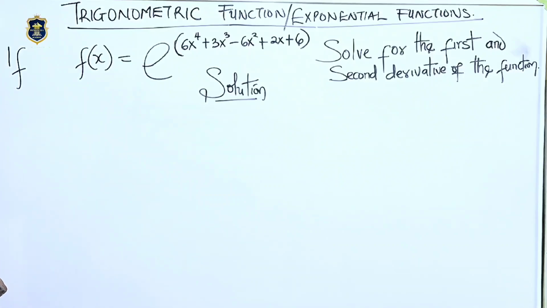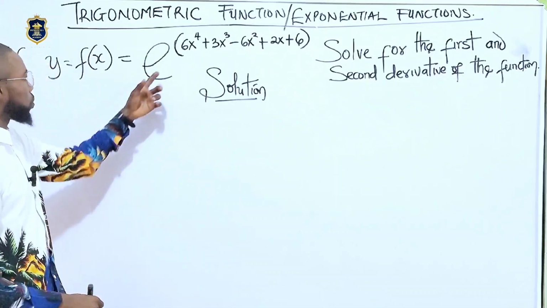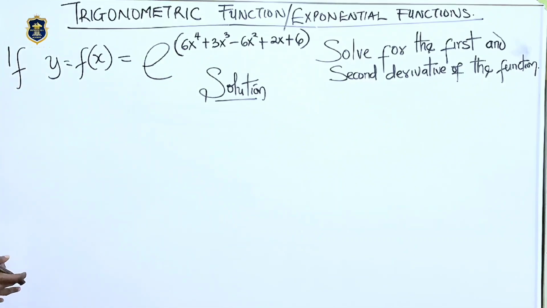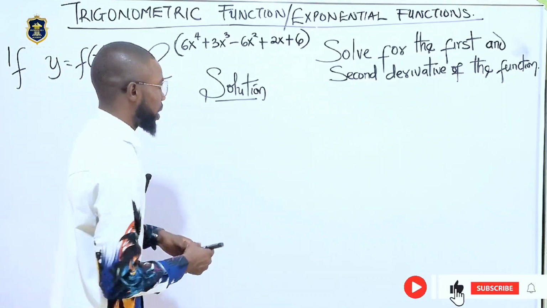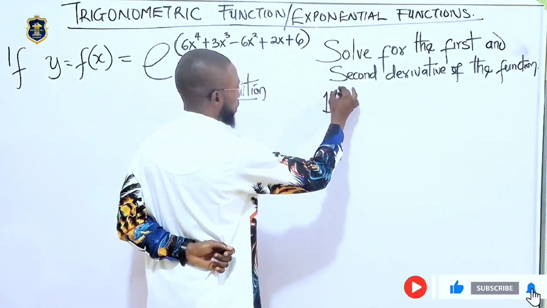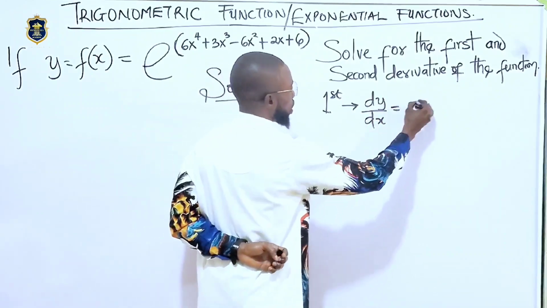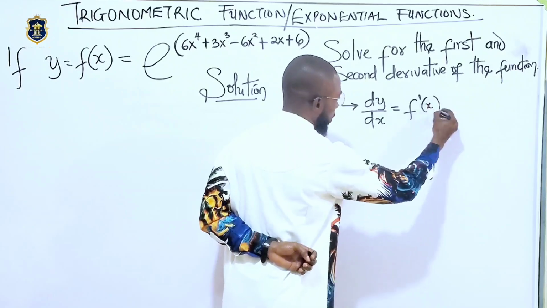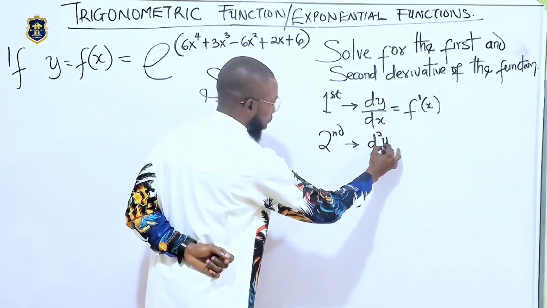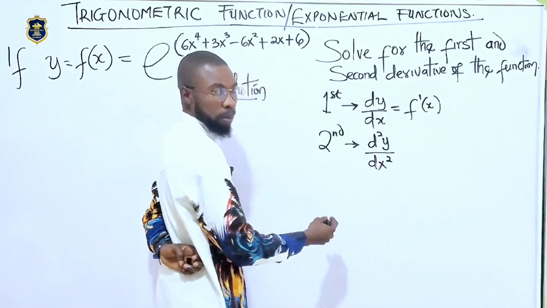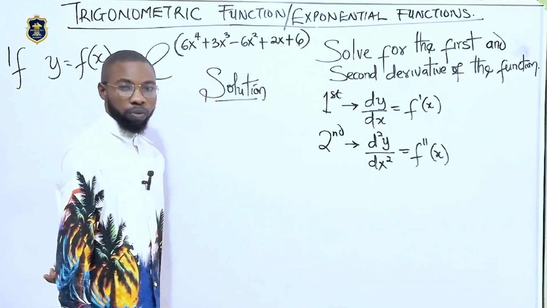It said if f of x, which is y, is equal to the exponential function of the power, solve for the first and second derivative of the function. So we're looking for dy over dx, the first derivative being dy over dx, or f prime of x, and then the second derivative being d squared y over dx squared, or f double prime of x. That's what we're asked to look for.